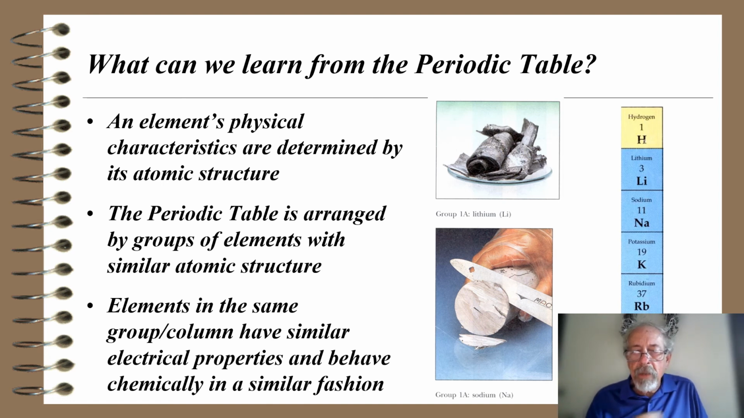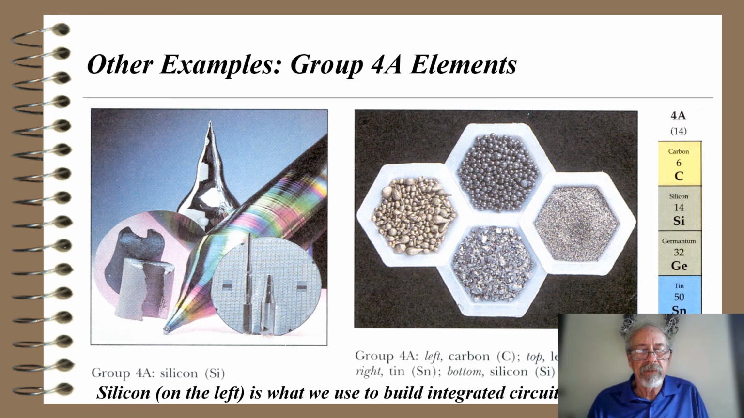On the right, you see a little picture of group 1A, lithium. It looks like, I don't know, slices of meat or something like that. Down below it, it looks like a bologna or something that's being sliced with a knife, and that happens to be sodium. So again, the periodic table is arranged by groups of elements with similar atomic structures. Elements of the same group or column have similar electrical properties and behave chemically in a similar fashion. These elements are very reactive. Lithium and sodium and so forth, potassium, react quite easily with other elements to form compounds.